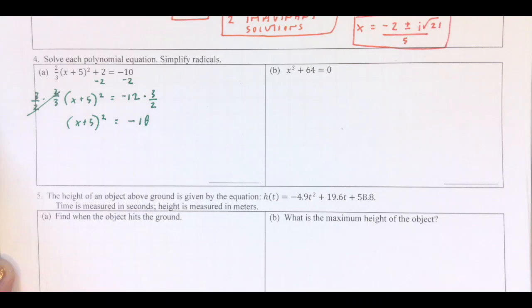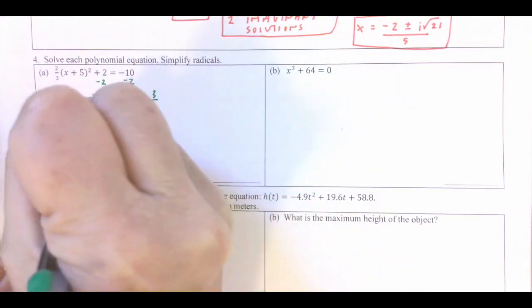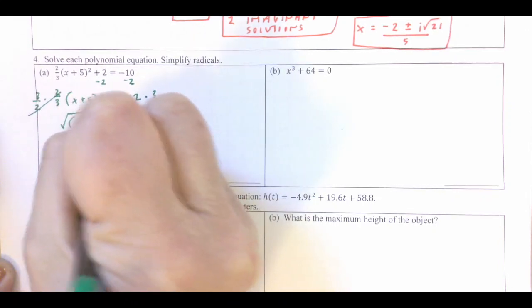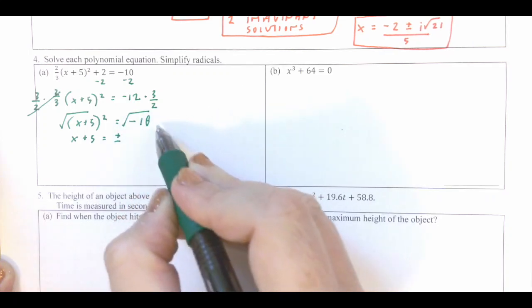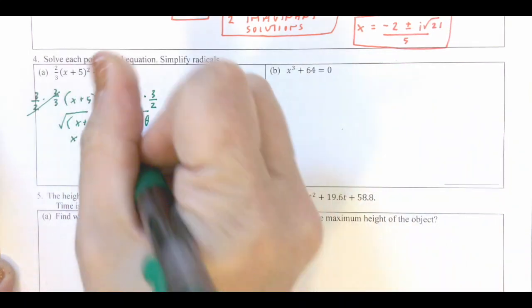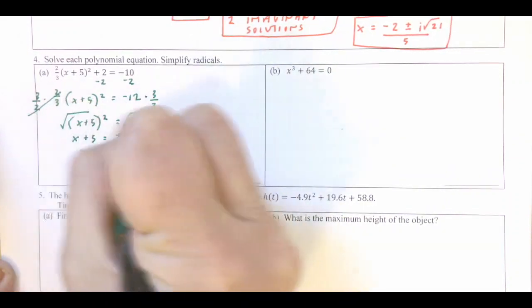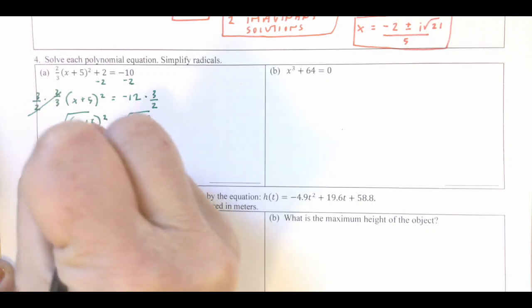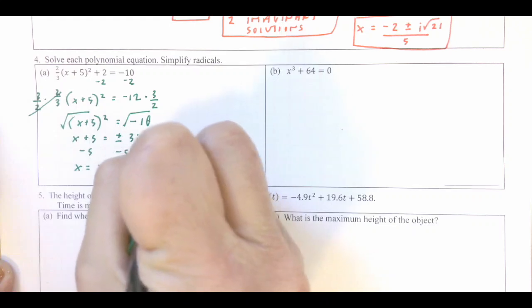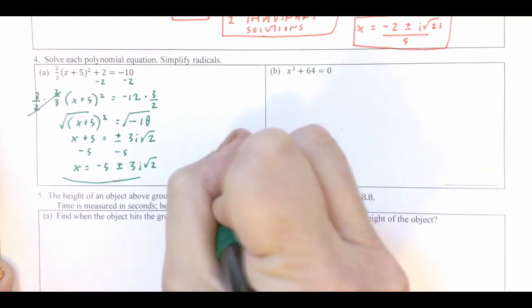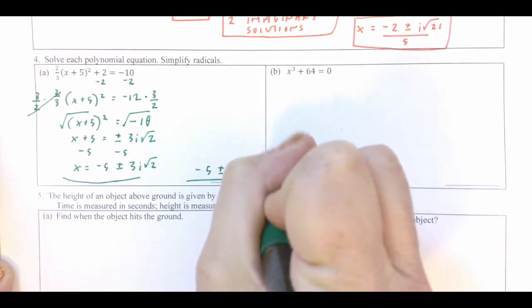All right, so now that I'm here, I can solve by taking the square root. x plus 5 equals plus or minus. Okay, so I know it's going to be an i again. 18 is 9 times 2, so 3i root 2, and then take away the 5. So negative 5 plus or minus 3i root 2. So 2 solutions right there.